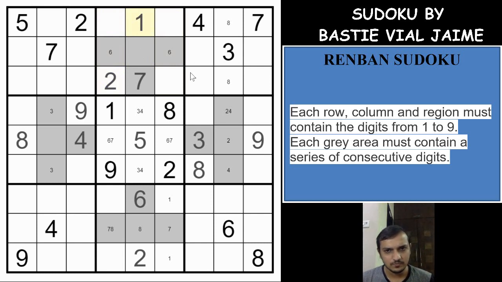Now see what are the possibilities remaining in this row. Only 1 and 2 are pending, right? So 3, 5, 4, 6, 7, 8, 9. So only 1 and 2 pencil marks are pending. We can mark 1 and 2 here. The same way for this column. So 1, 7, 3, 5, 3, 4, 5, 6, 2, 8 and 9 are the possibilities pending, right? So we can write 8 and 9 here, right?